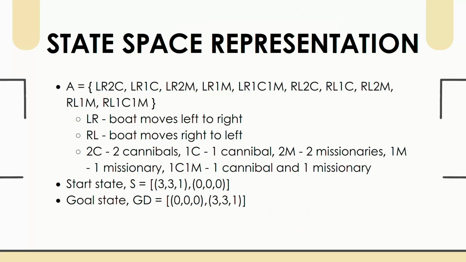So LR2C, LR1C, LR2M. All of this implies that LR means that the boat moves left to right. RL implies that the boat moves from right to left. 2C implies 2 cannibals. 1C implies 1 cannibal. 2M equals 2 missionaries. 1M equals 1 missionary. And so the start state is 331000, implying 331 is the state on the left side. There are 3 missionaries, 3 cannibals, and the boat is on the left side. And then the ending state ideally should be 000331, meaning everything has shifted from the left to the right.